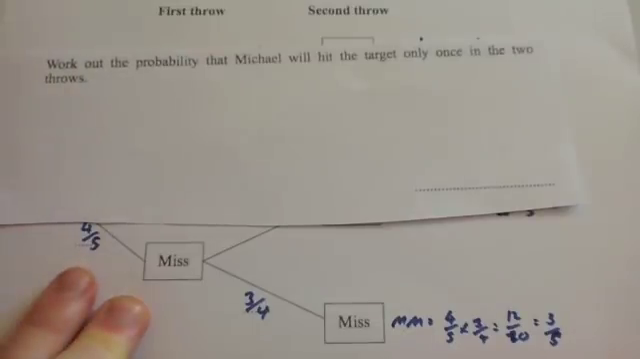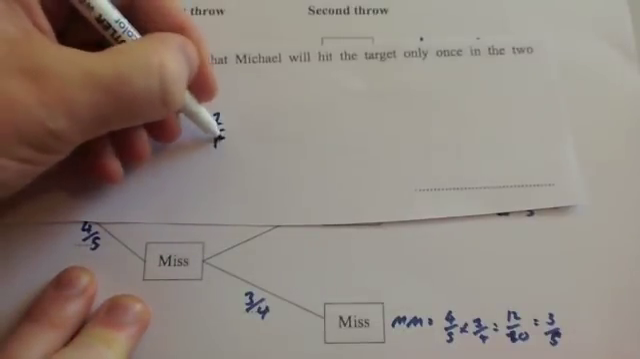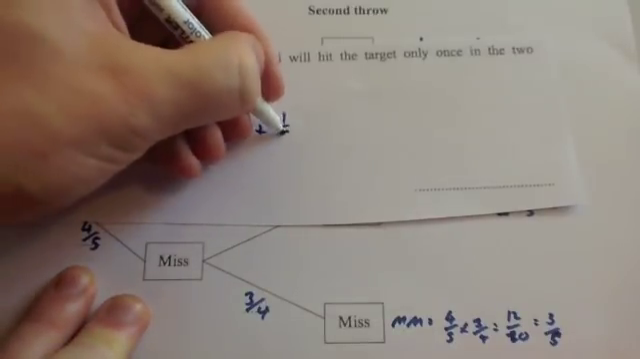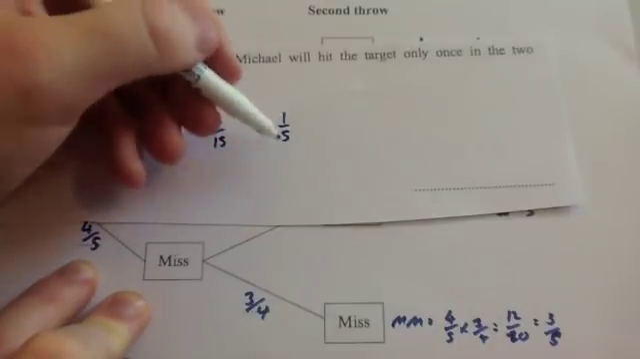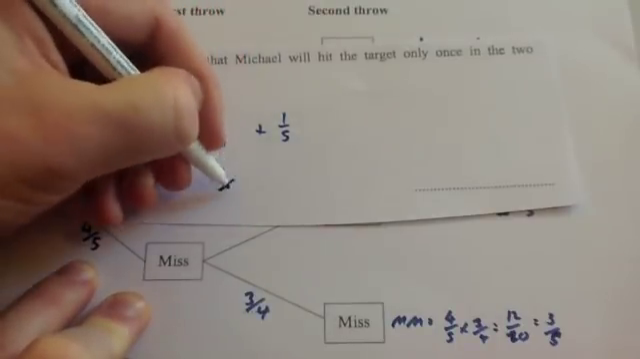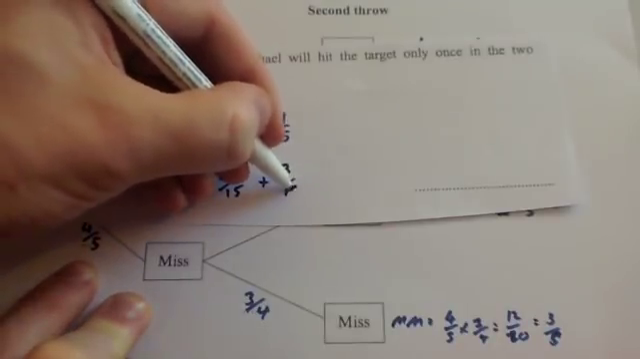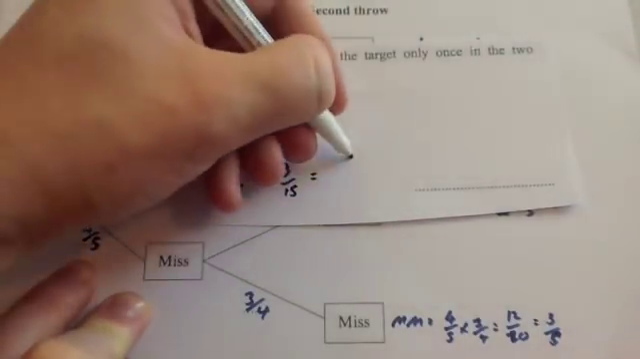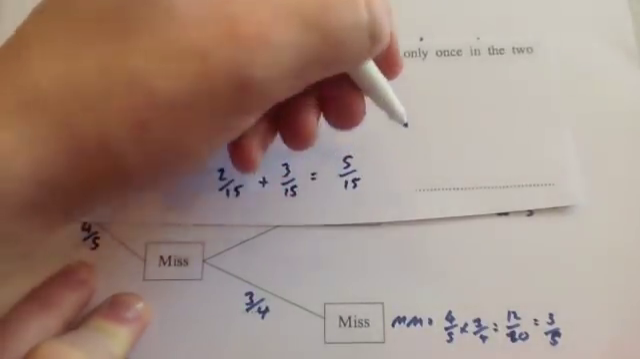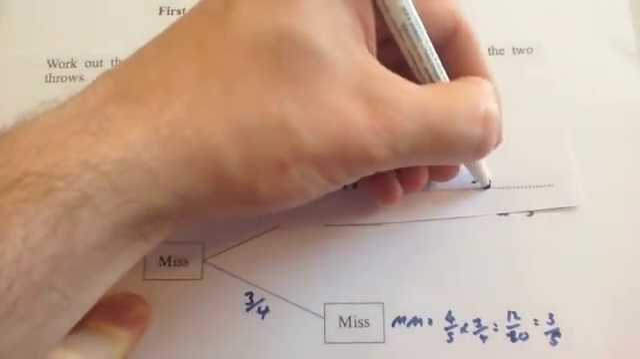So you're going to do 2/15 plus 1/5. So 1/5, if you times top and bottom by 3, you get 3/15. Add those together, you get 5/15, and cancel that down, that gives you an answer of 1/3.